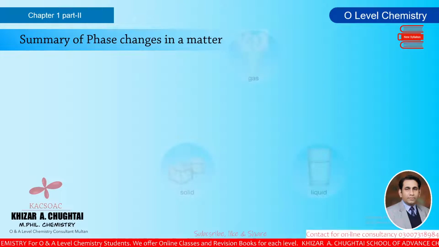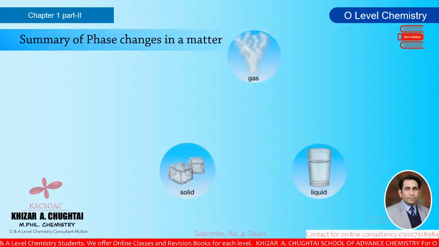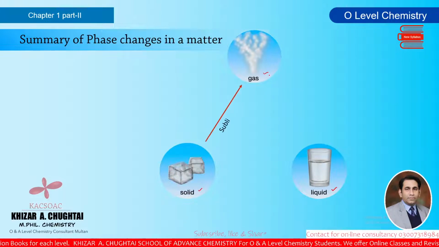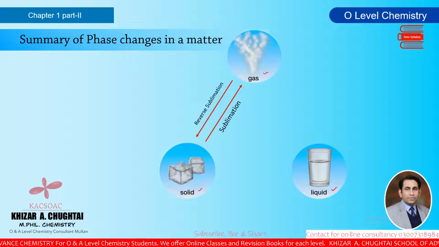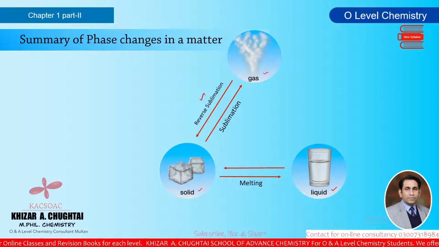Now let's come to a summary of the phase changes in matter. There are basically three phases as far as our O-level chemistry syllabus is concerned. Matter may be in a solid, liquid, or gaseous state. The conversion of solid into the gaseous state is sublimation. The reverse is also true: when gas is cooled down and changes directly into the solid state, it is called reverse sublimation. When solid is heated, it changes into the liquid state, and when liquid is cooled and changes back into the solid state, it's called freezing.